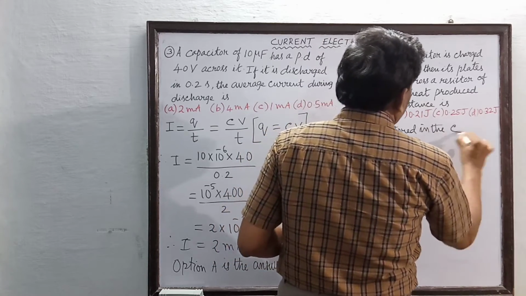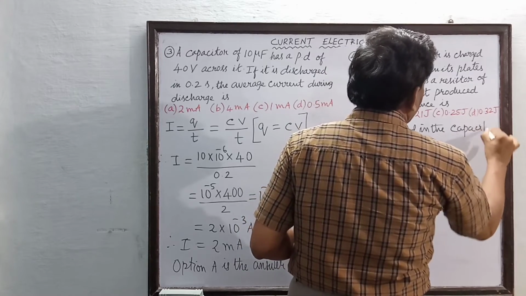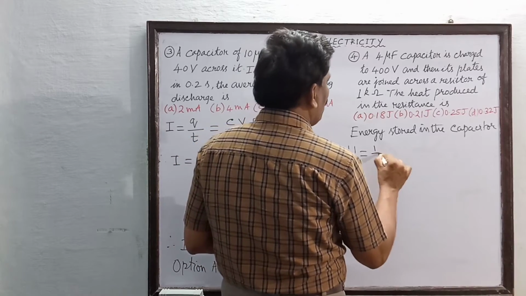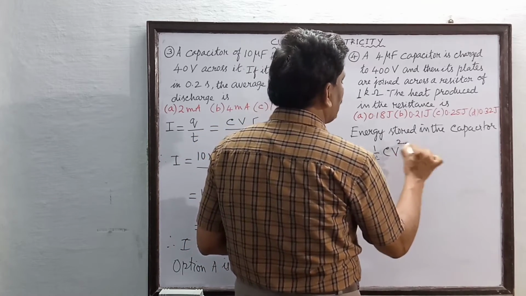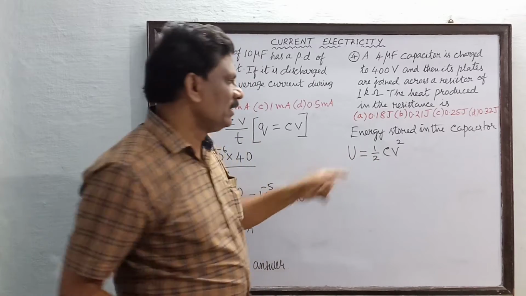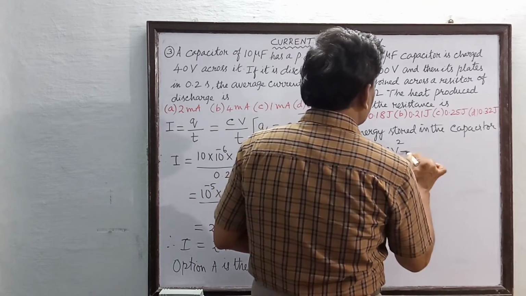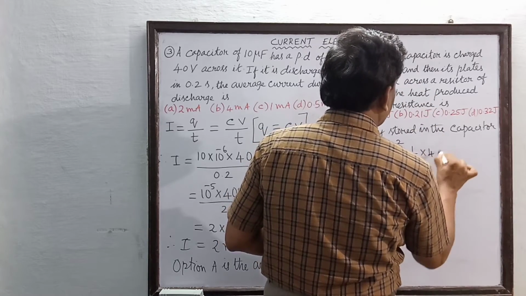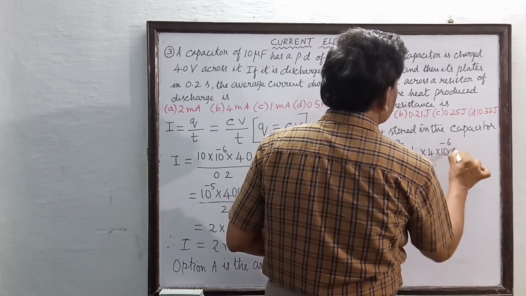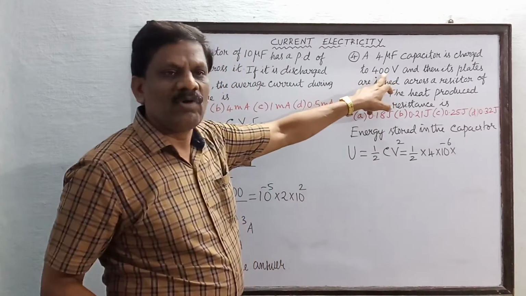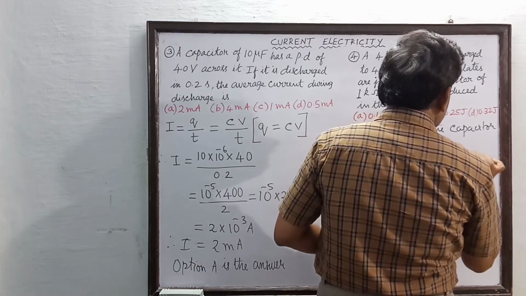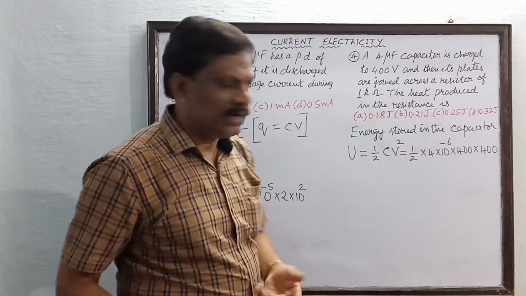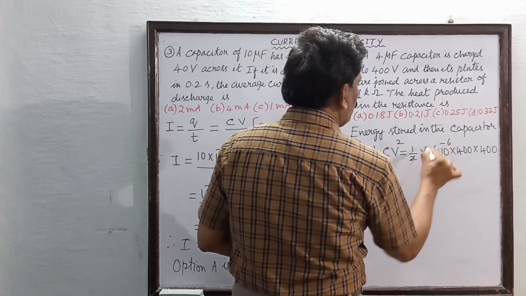That is given by U equal to half CV square. So both C and V are given. So this is equal to 1 by 2 into C, which is 4 microfarad, so 4 into 10 power minus 6, into V square, which is 400 into 400. The unit is joule. So now this 4 by 2 will become 2.